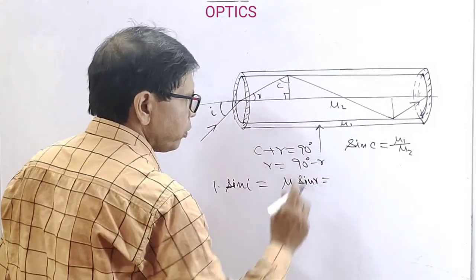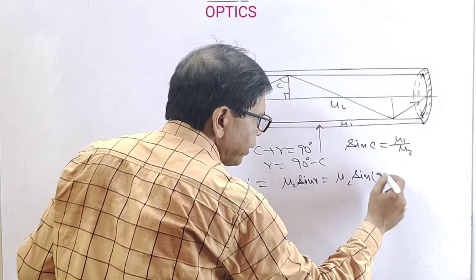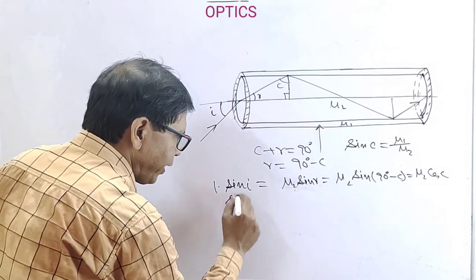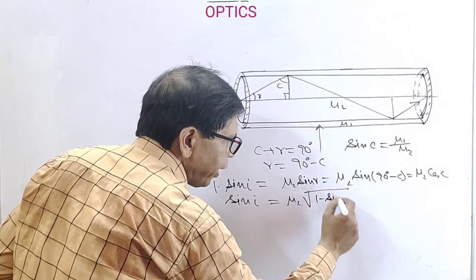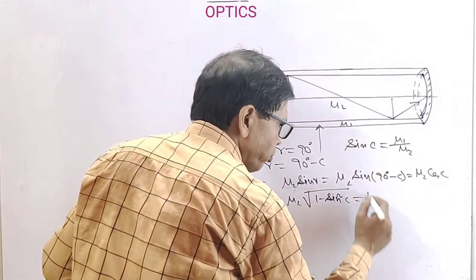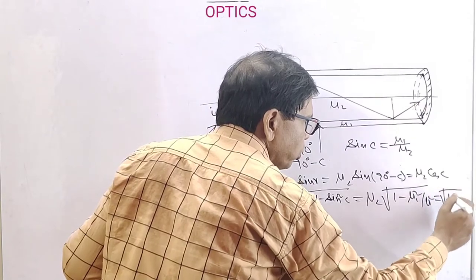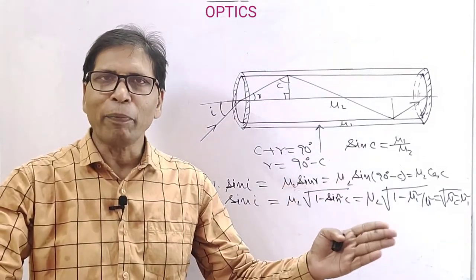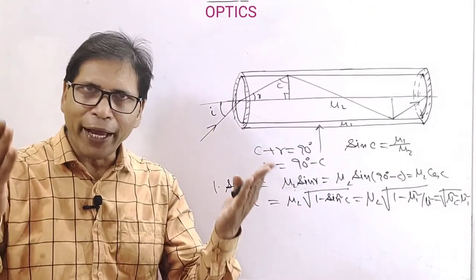Now, this is mu 2 into sin of (90 degrees minus C), so this is mu 2 into cos C. So sin I equals mu 2 into root under 1 minus sin square C. Now sin C equals mu 1 by mu 2, so this is mu 2 into root under 1 minus mu 1 square by mu 2 square. So sin I equals root under mu 2 square minus mu 1 square. Now sin I is called the numerical aperture of the optical fiber, and I is the maximum angle of acceptance.